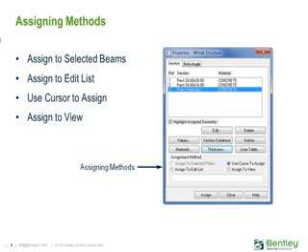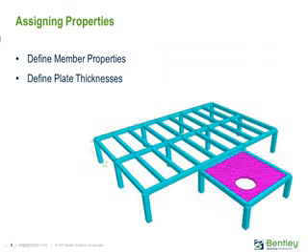We will be exploring several of these assignment methods as we work our way for assigning properties to our concrete building structure. For this video, we will be focusing on assigning properties to our concrete building structure. Now this particular model contains both concrete beams and columns and also a concrete slab. What we will do is we will manually define our member properties for our concrete elements, and we have a variety of different section types to choose from. And then we will also need to define a plate thickness for our slab elements.